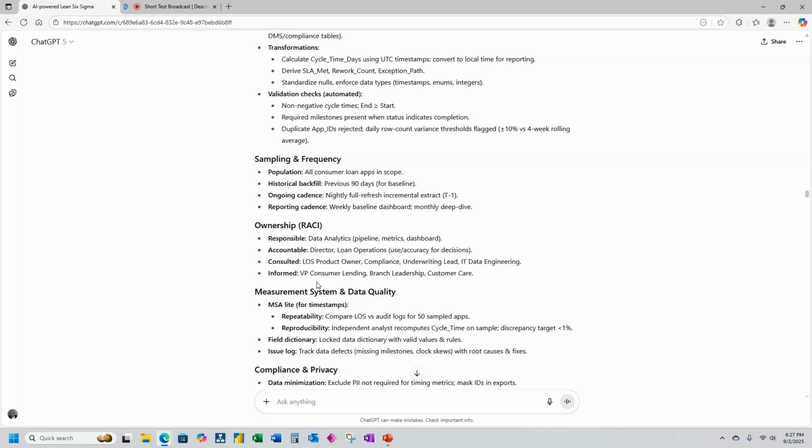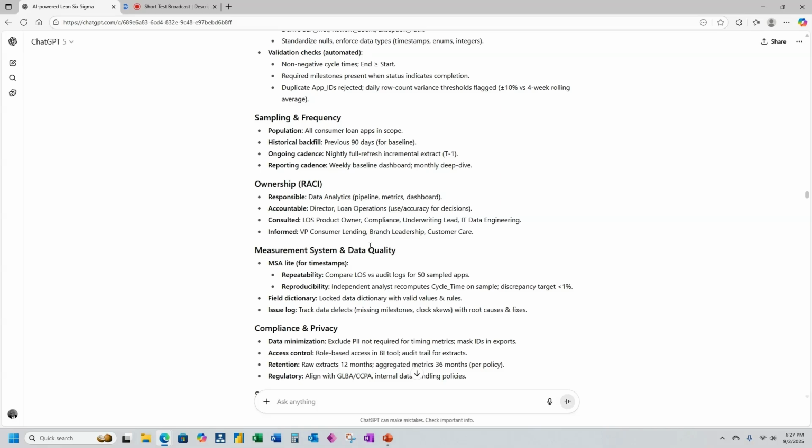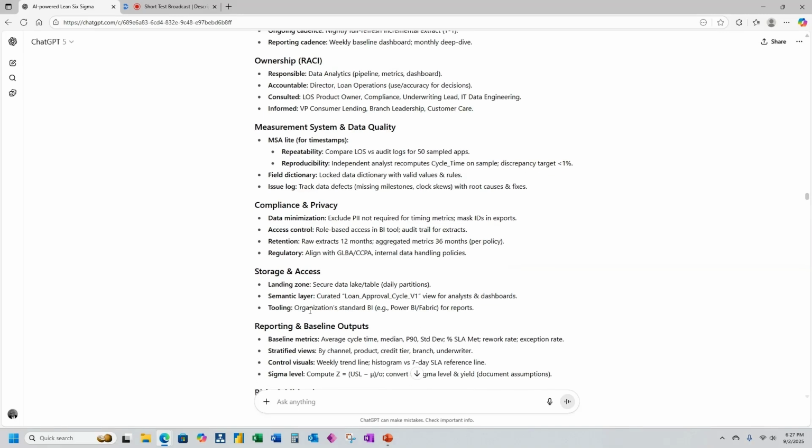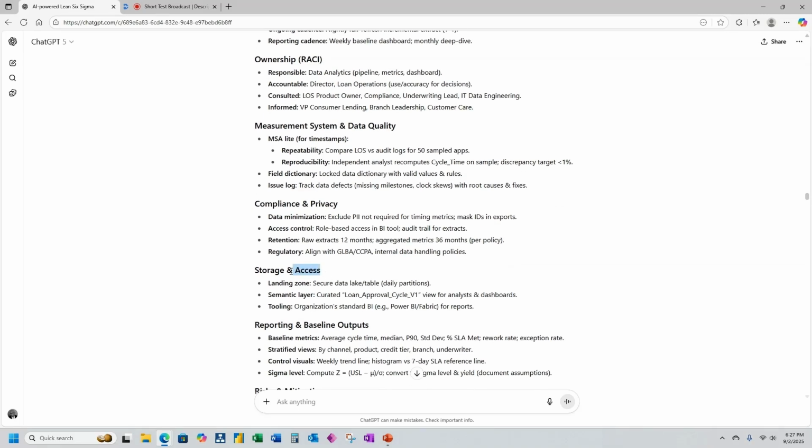Provided us with the measurement system and data quality, right? MSA Lite for timestamps, right? Looking at repeatability and reproducibility for our Lean Six Sigma project here. The field dictionary, issue log, these are all measurement systems and data quality pieces that we can utilize here. Compliance and privacy. It gets into that. We got details here. Storage and access, right? Discussing the landing zone, the semantic layer, even tooling, all right?